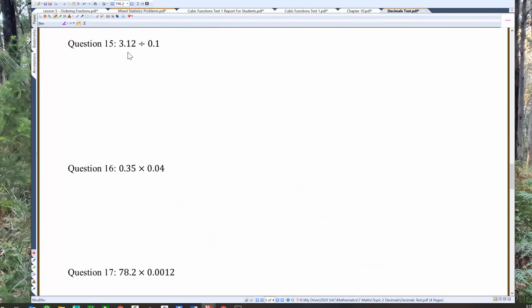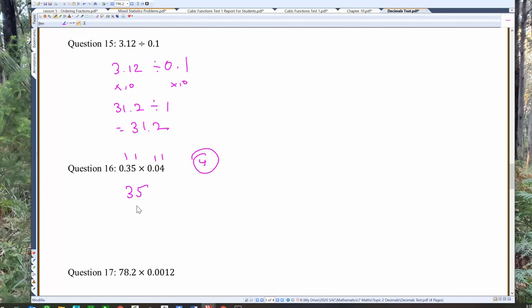Okay, 15. We're going to divide 3.12 by 0.1. If I times that by 10 and times that by 10, I've got 31.2 divided by 1, which is equal to 31.2. Over here, what we're going to do is go 1, 2, 3, 4. We've got 4 decimal places.